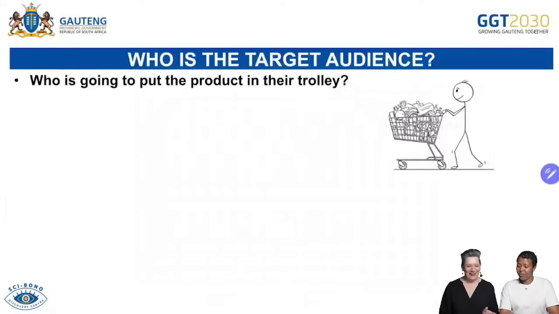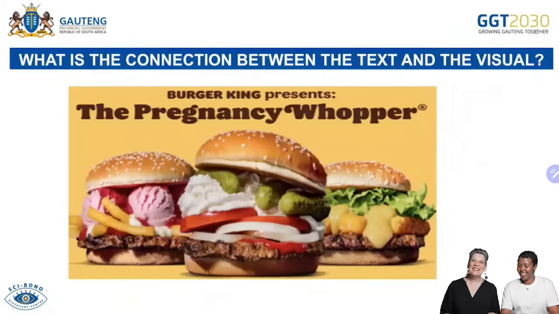So if you look at this one, just go back. Can you see here, there's actually ice cream on the one burger and pickles and cream on the other. So obviously, if you're pregnant, you have very strange taste, don't you? And not only that, look at how big this burger is. It's actually a very pregnant burger. Can you see? So there's multiple layers just to use pregnancy.